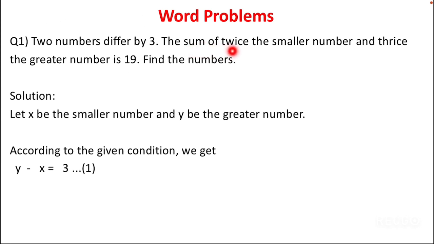Sum of twice the smaller number, that is 2 times the smaller number, and we know that the smaller number is x. So this means 2 times x, and thrice the greater number, that is 3 times the greater number, and we know that our greater number is y. So this is 3 times y, which equals 19. So we will write this as 2x plus 3y equals 19. That is, sum of twice the smaller number and thrice the greater number equals 19.